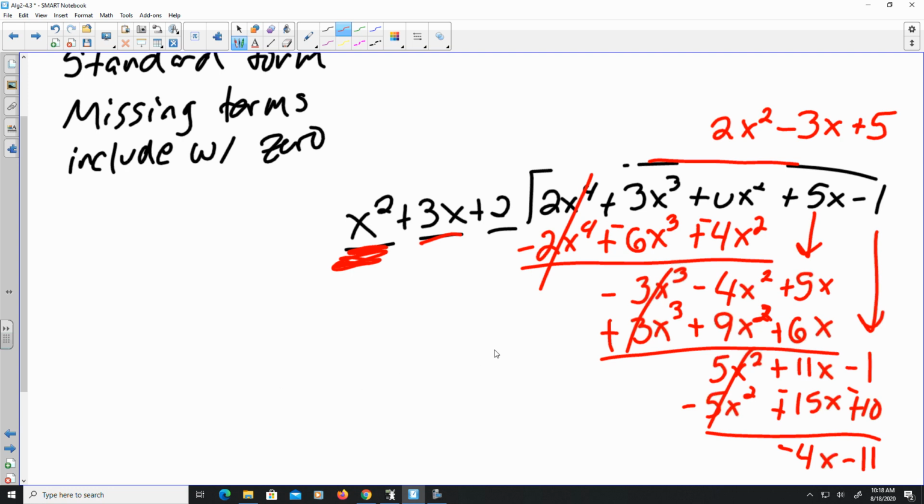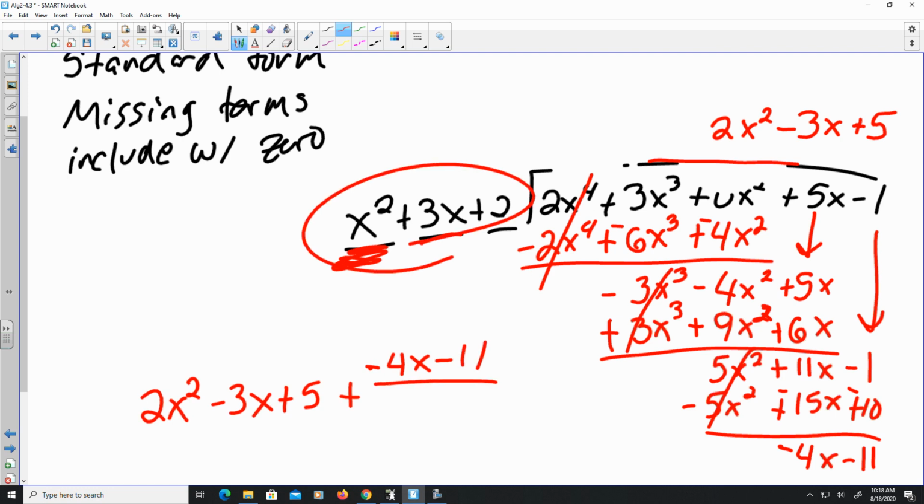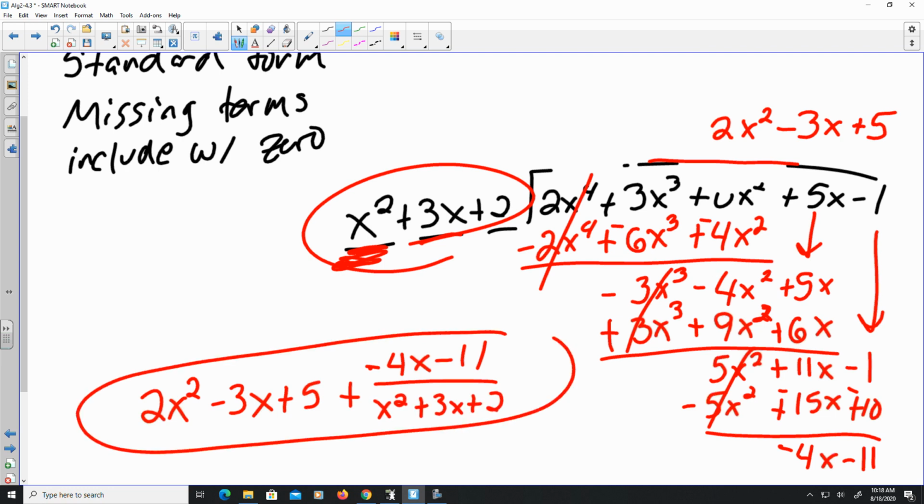But how we are going to write this is our answer is going to be 2x squared minus 3x plus 5 plus the remainder, which is negative 4x minus 11 divided by my divisor, which is x squared plus 3x plus 2. And this is my result.